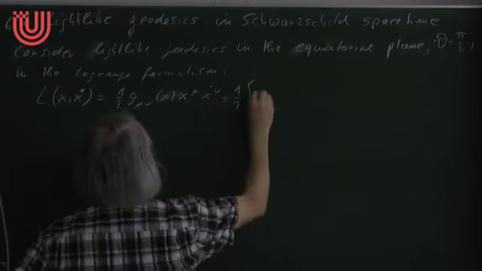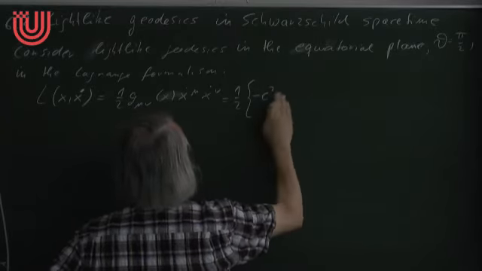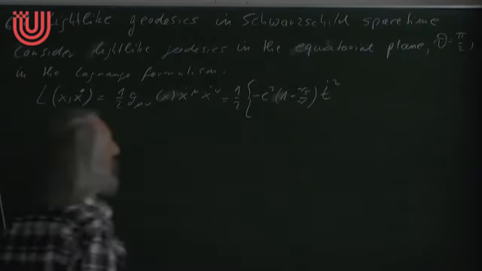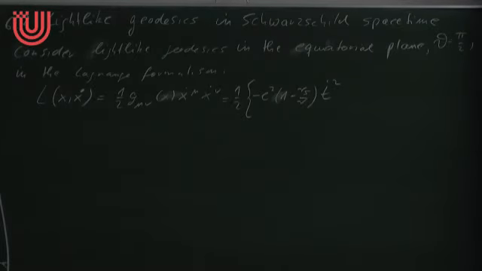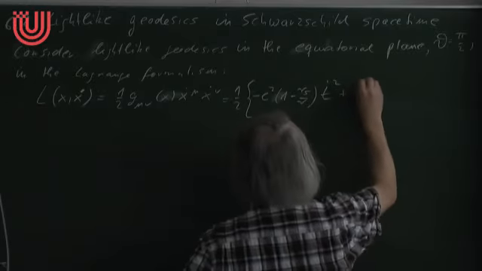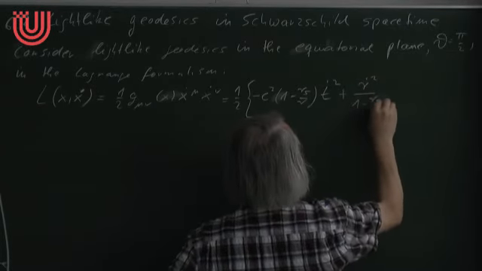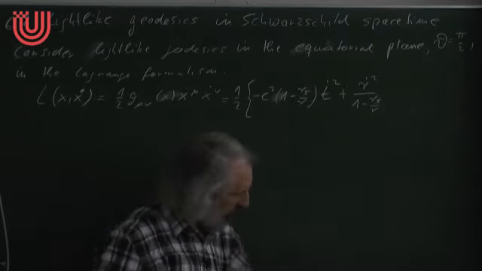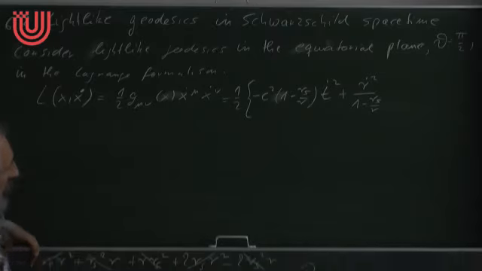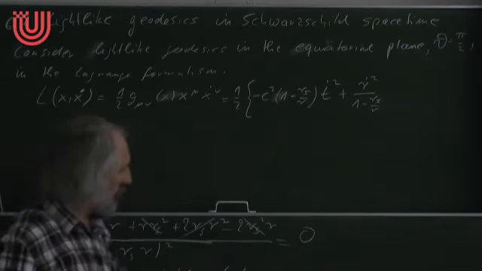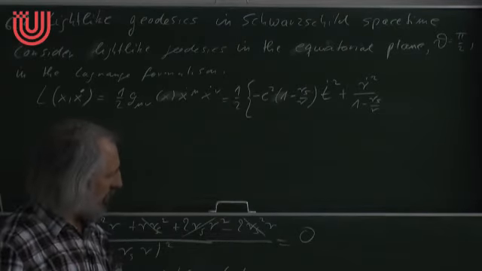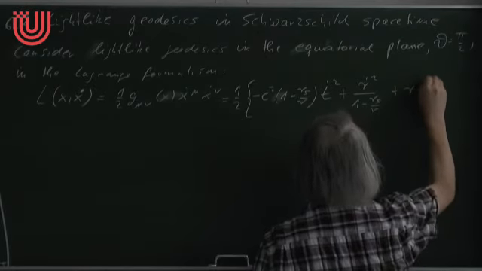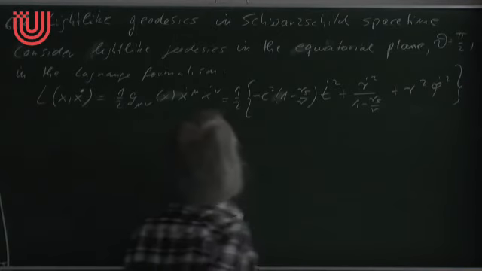What do we get? We get minus c squared (1 minus r_s over r) t dot squared, then plus r dot squared divided by 1 minus r_s over r. And now I am in the equatorial plane. This means theta dot is 0. There's no variation with respect to theta, and sine theta is 1. So I only get r squared phi dot squared. So that's our Lagrangian.